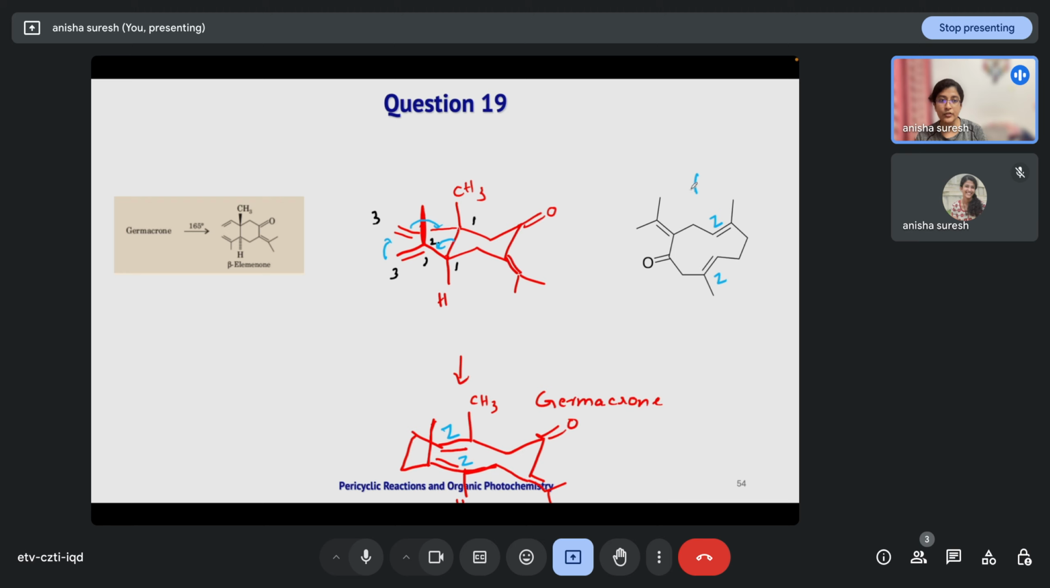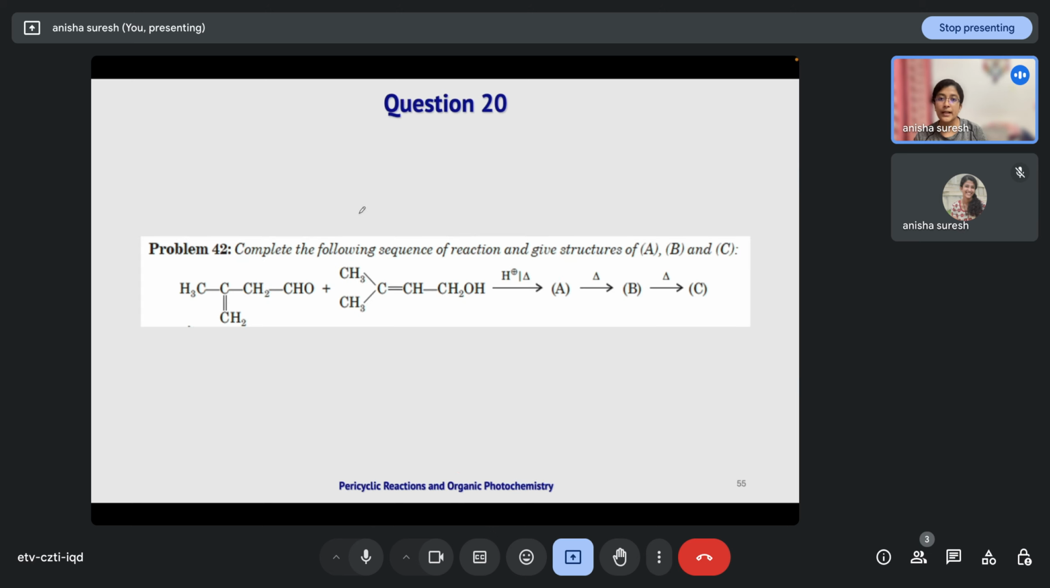This is the structure of germachrone. This will undergo a 3,3 sigmatropic rearrangement, resulting in the formation of beta elemenone. Clear now? Now coming to the last question of today's session: complete the following sequence of reactions and give structures of A, B and C.